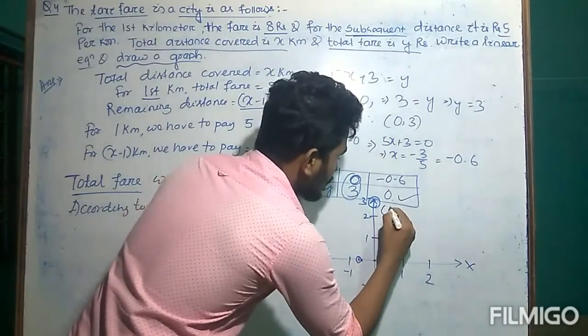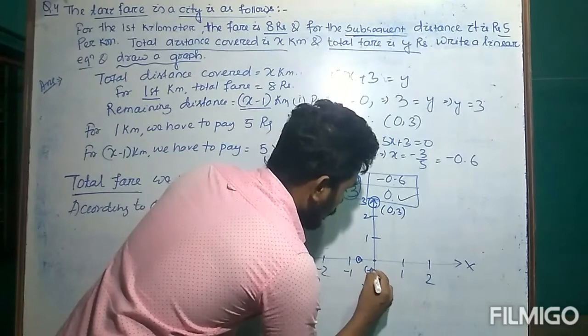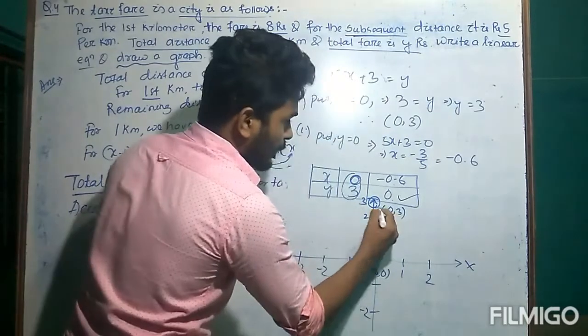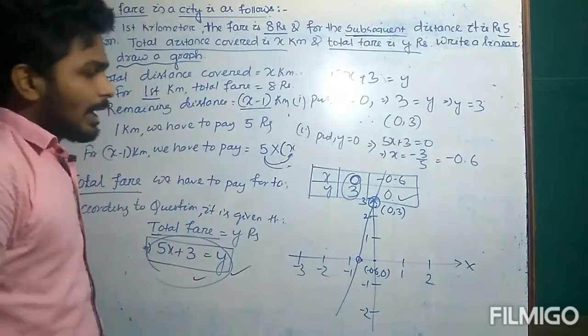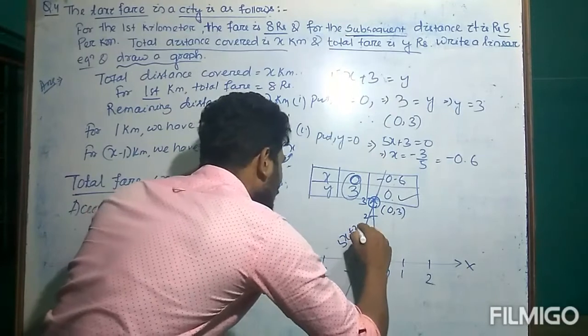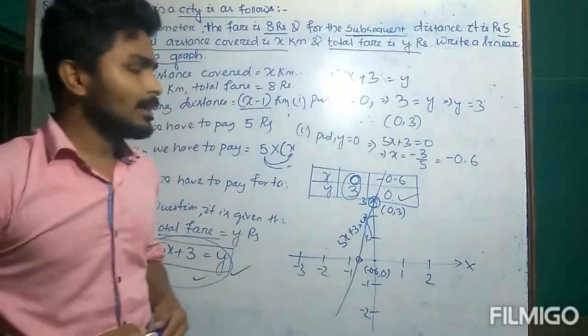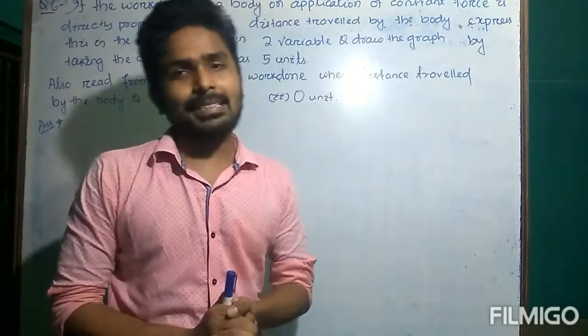Okay, so this is your (0, 3) and (minus 0.6, 0). Let us join these two points so that you will get a straight line. Hence, this straight line represents the equation 5x plus 3 is equal to y. Okay, understood? Let us solve question number 6.